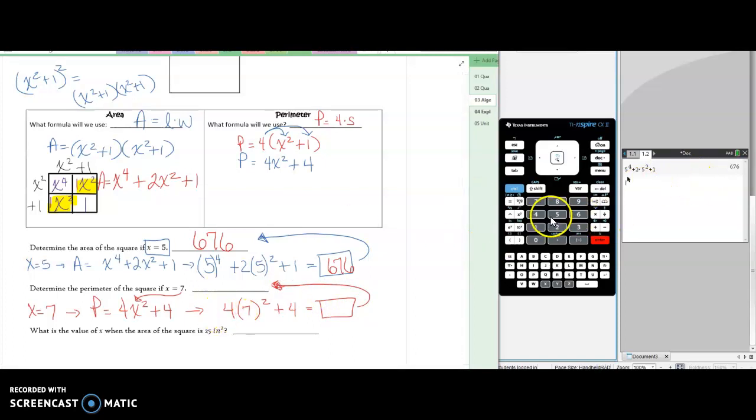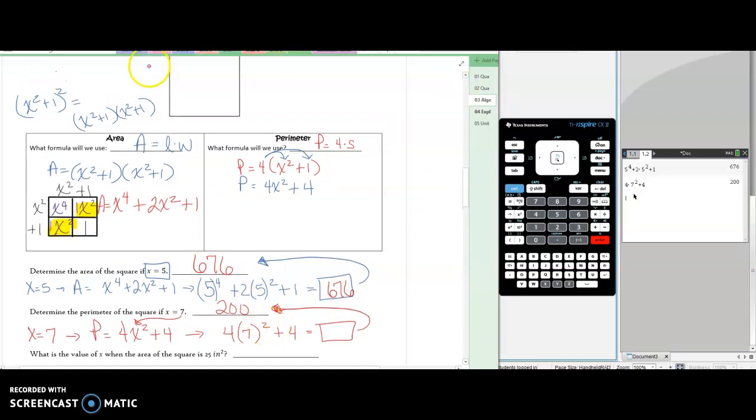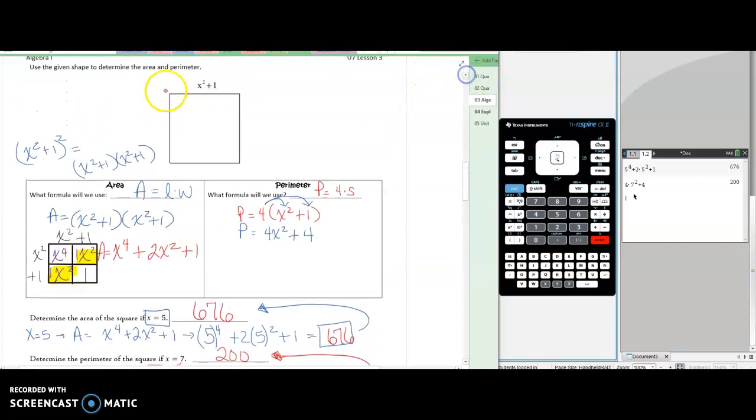All right, so let's do that in our calculator. 4, open parentheses, 7. We're going to square that plus 4. All right, and hit enter. Man, that's 200. If you wanted to test that out, guys, that said it was 7, right? 7 squared, we know that's 49.